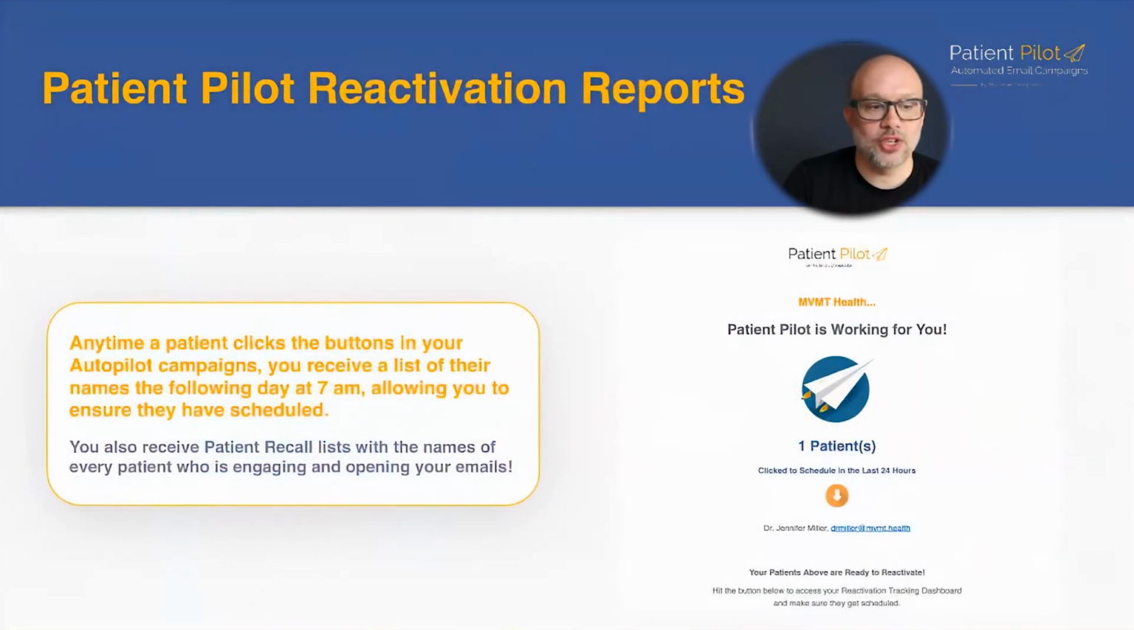Two are the reactivation reports. Anytime somebody clicks one of the buttons in your campaigns, you receive, again, a list of their names the following day at 7 a.m., allowing you to follow up and ensure that they got scheduled. You also receive those patient recall lists, which are everybody who's opened your emails, again, making it super, super easy for you to be able to track and monitor what's going on.